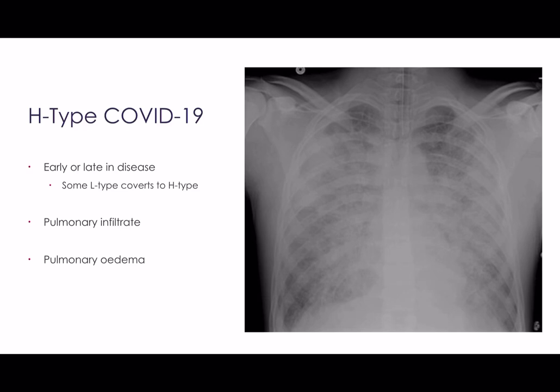And this is the typical chest x-ray. You get pulmonary infiltrates, you get lots of alveolar collapse, lots of alveolar edema, and lots of increased extravascular lung water.